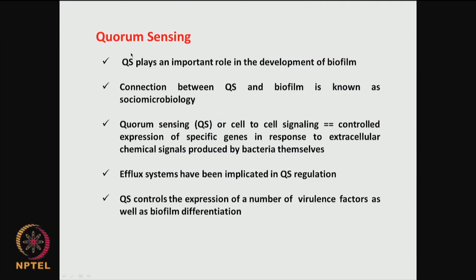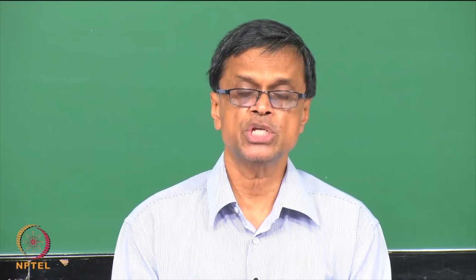When the bacterial population is very small and as the population keeps increasing, they start releasing a metabolite that is called a quorum sensing molecule. And when the concentration of this quorum sensing molecule increases, then the bacteria also realize that their population has reached a threshold value and they start forming a biofilm on a surface.